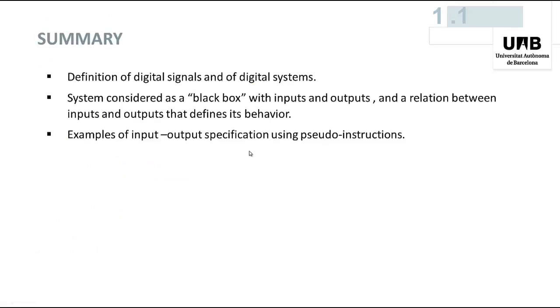Summary of this first lesson. We have seen the definition of digital signal and of digital system. For that, systems are considered as black boxes with their input and output signals and with some type of relation between inputs and outputs that define their behavior. Two examples of input-output specification have been shown using pieces of program, also called pseudo-instructions.